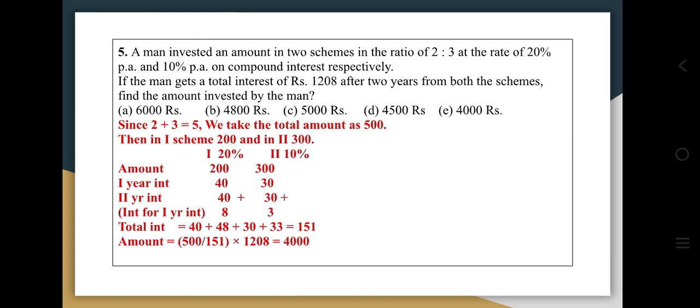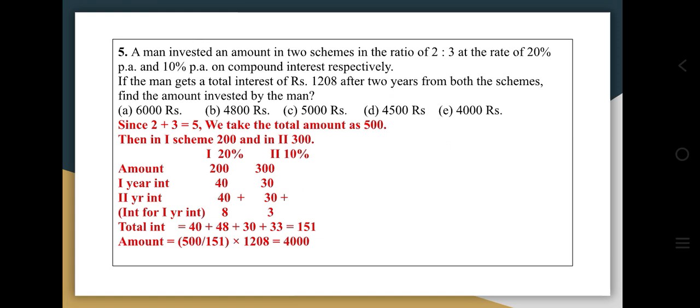So the interest 151 corresponds to 500. What we want is what 1208 corresponds to. So 151 corresponds to 500, so 1208 corresponds to 500 divided by 151 into 1208. Divide 500 by 151, multiply that by 1208.